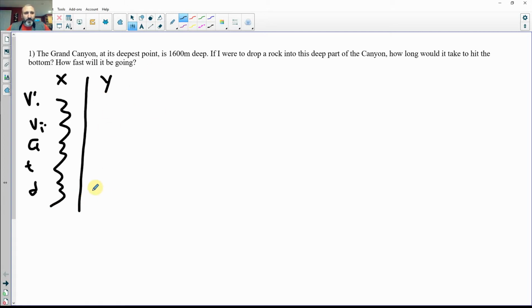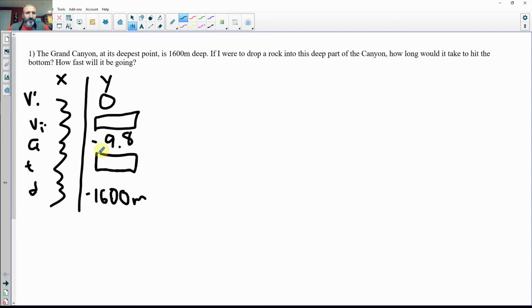So anyway, we know that the rock is going to be dropping a depth of 1,600 meters. We know the initial velocity is going to be 0. We're looking for the final velocity. We know the acceleration is negative 9.8, and we're looking for the time. So VI, VF, A, T, D, I think the best equation to use is going to be D equals VIT plus 1/2 AT squared.